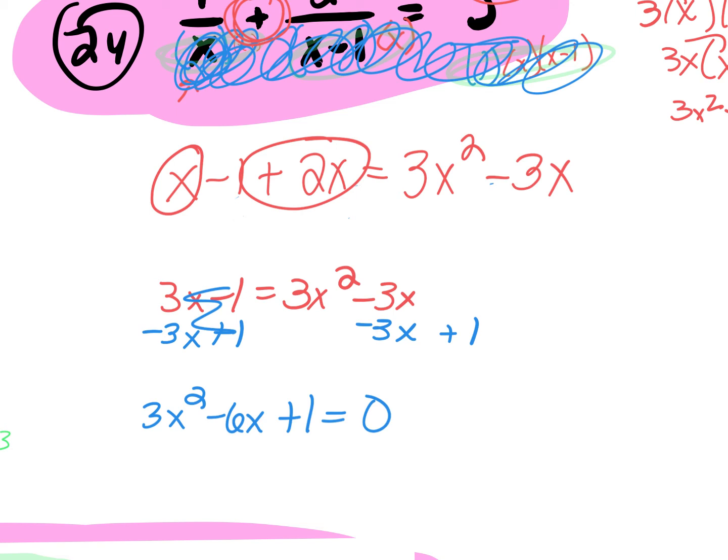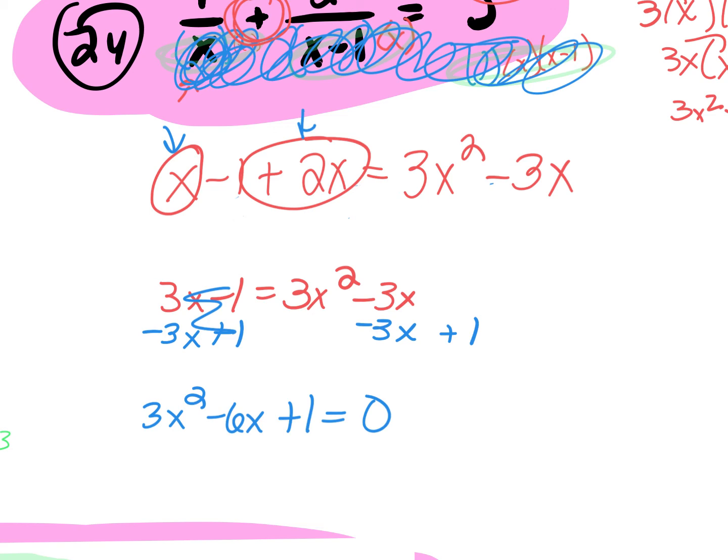Well, if I have 1x here and 2x here, it's already positive, so to get it to move over, it's going to become negative.